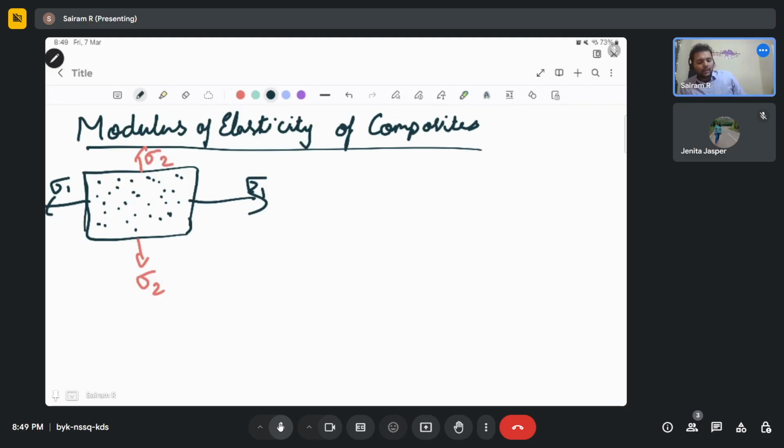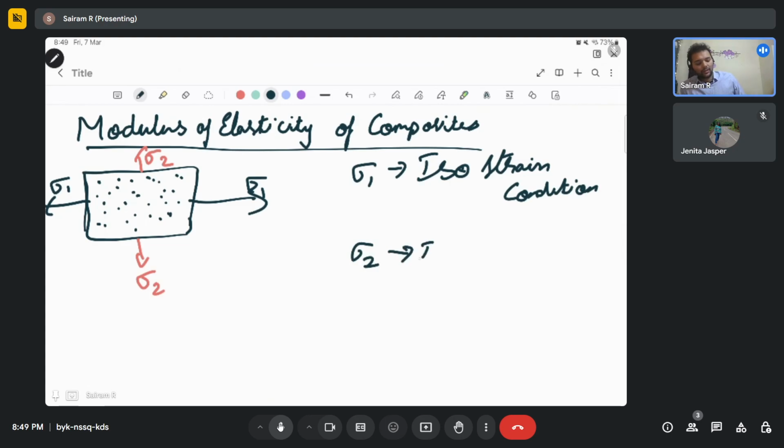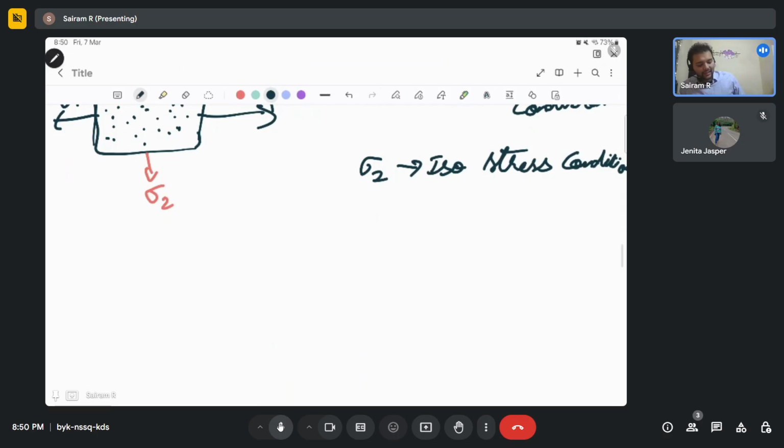Depending on how we load it, sigma 1 falls under what we call the isostrain condition, and sigma 2 falls under what we call the isostress condition. As I mentioned initially, the word iso refers to something being the same across. So let's take the case of the isostrain condition.